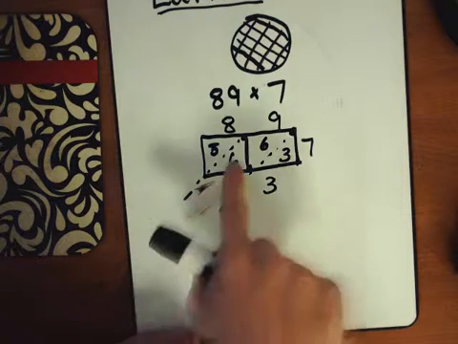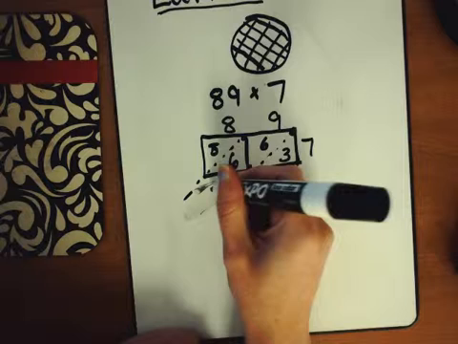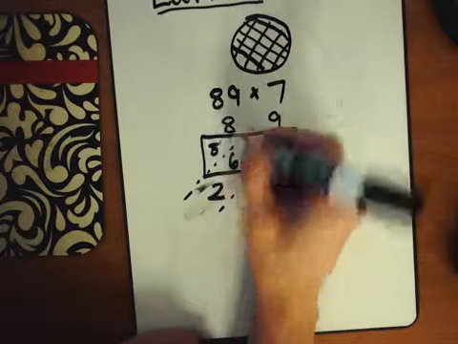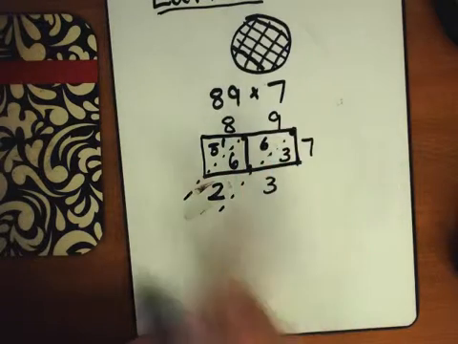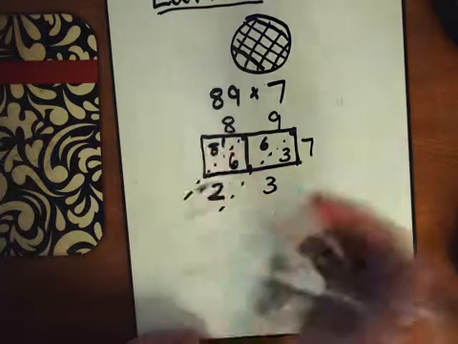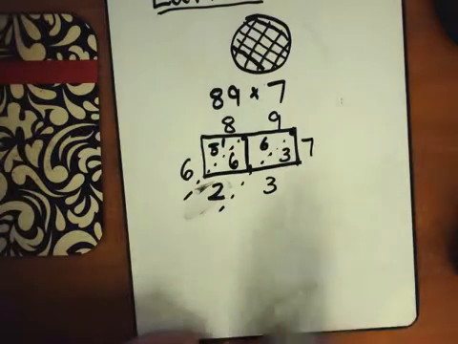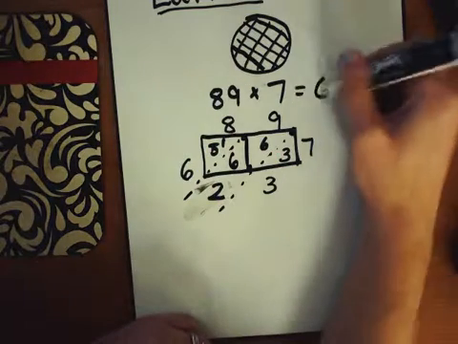So I've got 6 plus 6 is 12. So that's 2 ones, and then I carry the 1 right here in my next box. So then I have 5 plus 1 is 6. Did you get 623? Yeah.